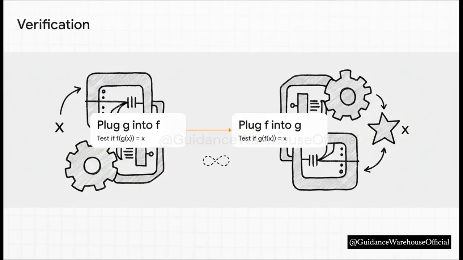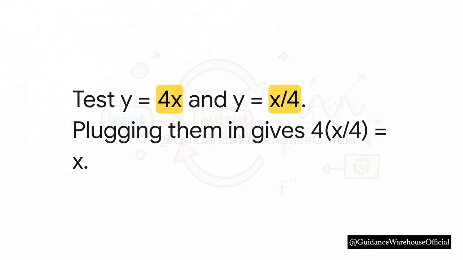Let's make this super concrete with a rapid-fire example. Look at y equals 4x and y equals 1/4 x. Are these inverses? Let's test it. If our first function multiplies any input by 4 and we plug our second function inside it, we get 4 times 1/4 x. The 4 and the 1/4 cancel each other out completely, and we're left with just x. They perfectly undid each other. It's simple, it's elegant, and it proves our point right there.